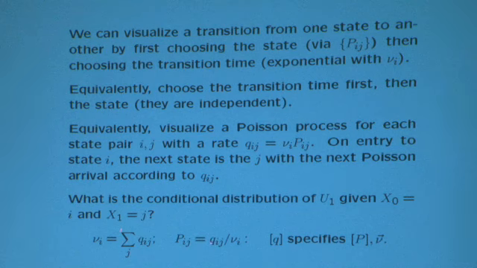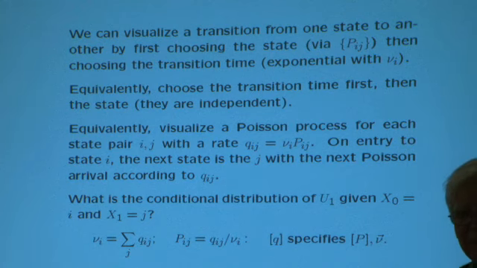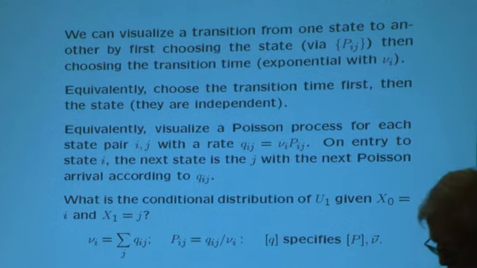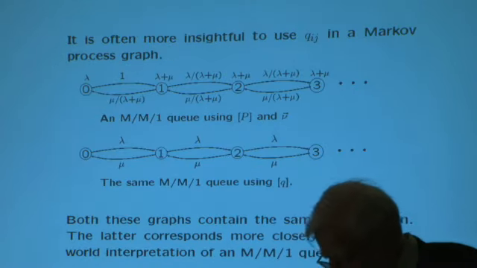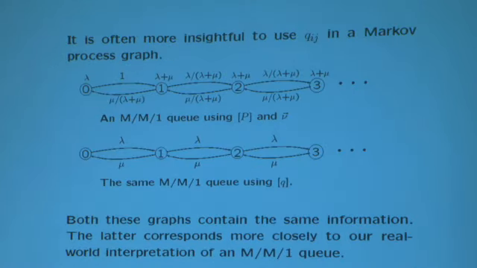This is the probability you're going to go to j, given that you were in state i. The matrix of all of these q's specifies the matrix of all of these p's, and it specifies nu. That's what this formula says. If I know what q is, I know what nu is, I know what p is, and we've already said that if you know what P is and you know what nu is, you know what q sub ij is. So these are completely equivalent representations of the same thing. You can work with either one you want to. Sometimes one is useful, sometimes the other is useful.